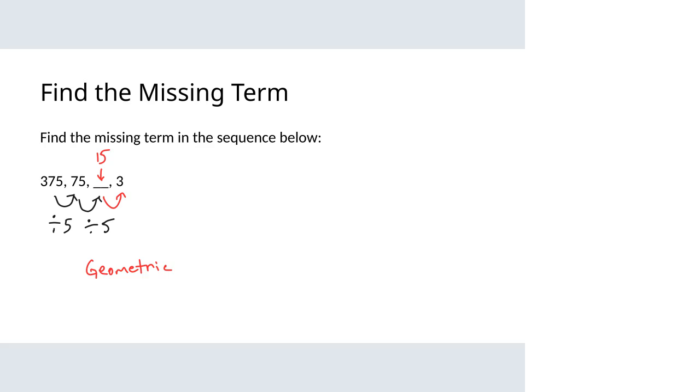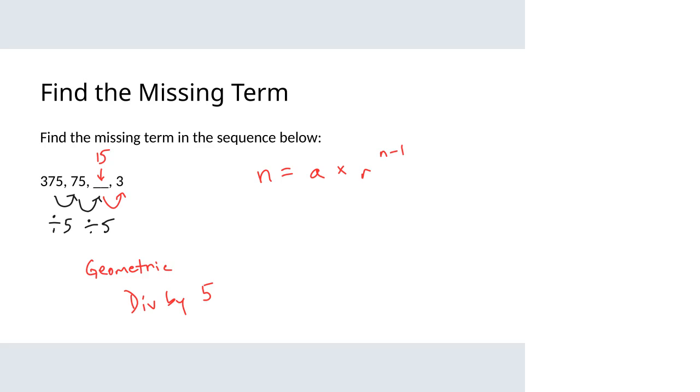And now that I have this geometric sequence, I need to figure out what the common ratio is. Basically what I'm doing every time is divide by 5. So if I took a number and divided it by 5, what is that going to look like if we write the formula for this? Let's see here. It's a geometric sequence, so I know it's going to be a_n equals a times r to the n minus 1.